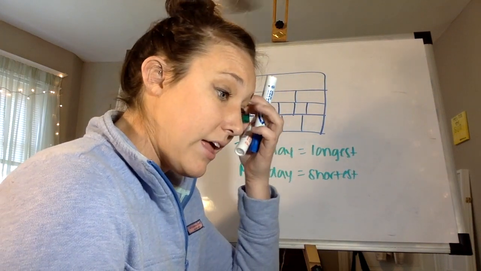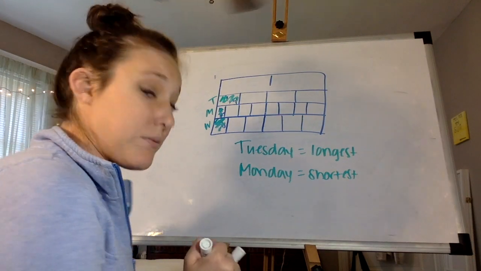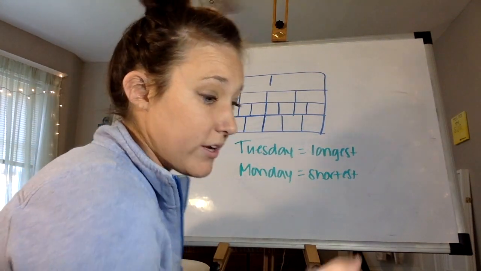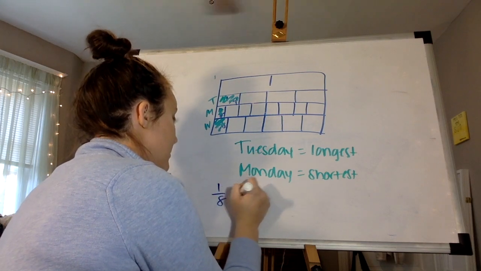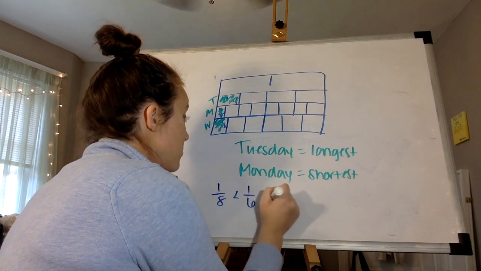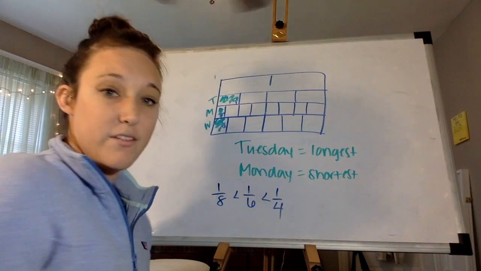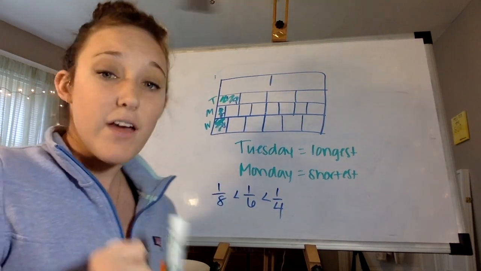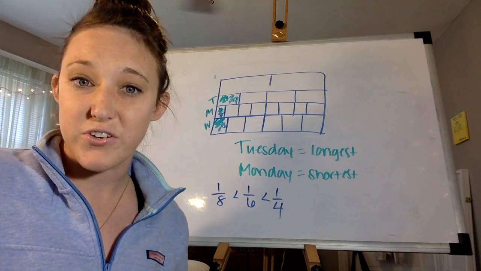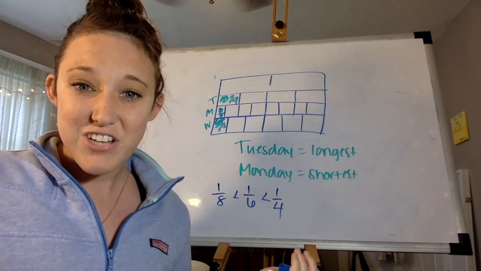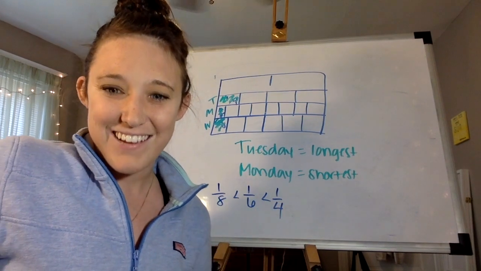Okay? And then if I'm going to explain it, I'm going to put 1/8 is less than 1/6, which is less than 1/4. Okay? So that's what you're doing. If you have any questions, you can always rewatch or shoot us an email. But we're finished with chapter 11. Yay! Good job, guys.